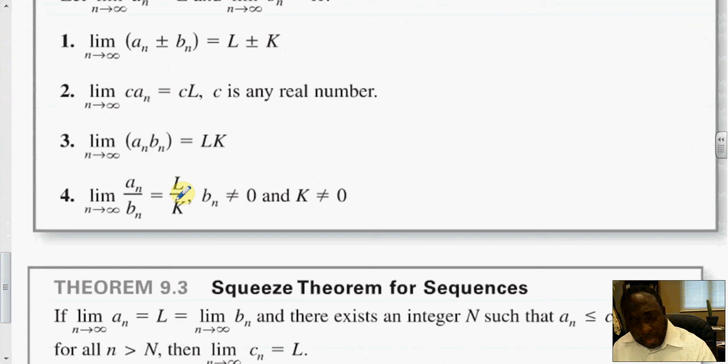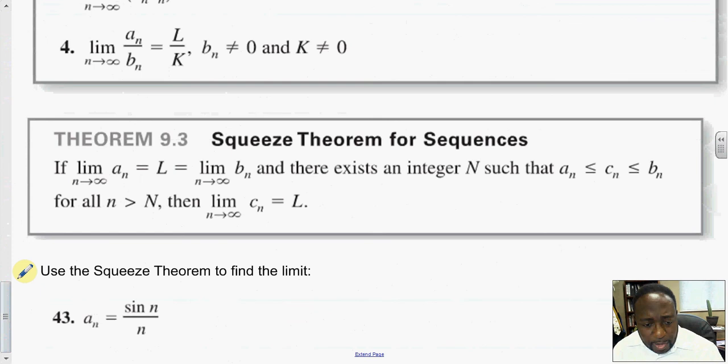And then we come to a very classic theorem, the squeeze theorem. We talked about the squeeze theorem for functions. Now let's talk about the squeeze theorem for sequences. Basically, they say the same thing: if the limit of a sub n is equal to L, and that's the same as the limit of b sub n as n goes to infinity, and there exists an integer capital N such that the sequence values are bounded, a sub n less than or equal to c sub n less than or equal to b sub n for all little n greater than capital N, then the limit of the sequence c sub n as n goes to infinity is also equal to L.